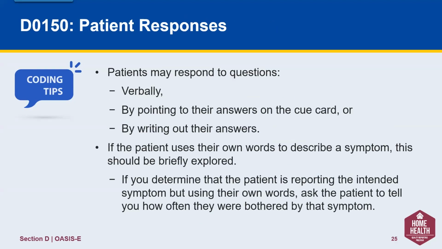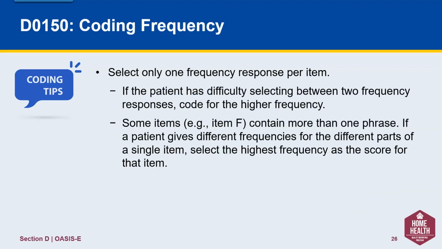Patients may respond to questions verbally, by pointing to their answers on a cue card, or by writing out their answers. If the patient uses their own words to describe a symptom, this should be briefly explored. If you determine that the patient is reporting the intended symptom but using their own words, ask the patient to tell you how often they were bothered by that symptom. It's important to remember that you select only 1 frequency response per item when coding the symptom frequency. If the patient has difficulty selecting between 2 frequency responses, code for the higher frequency.